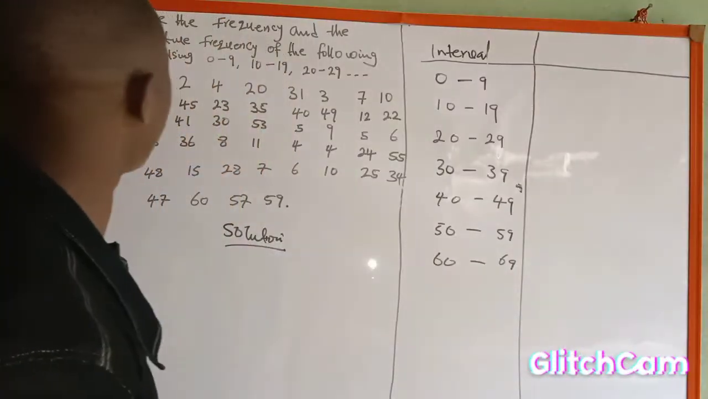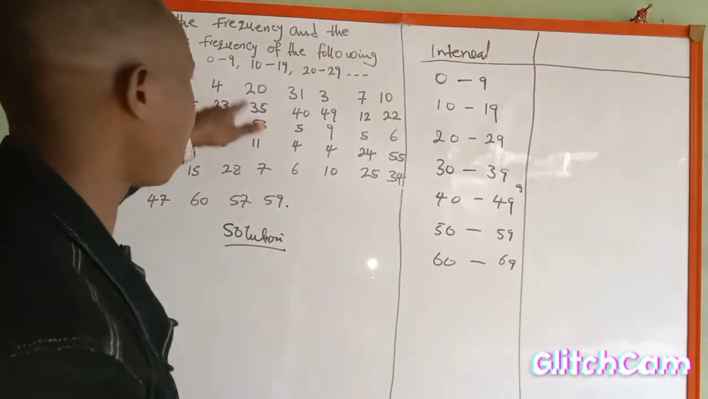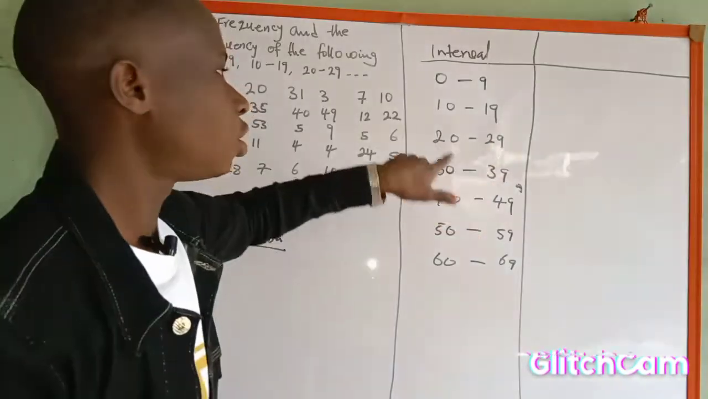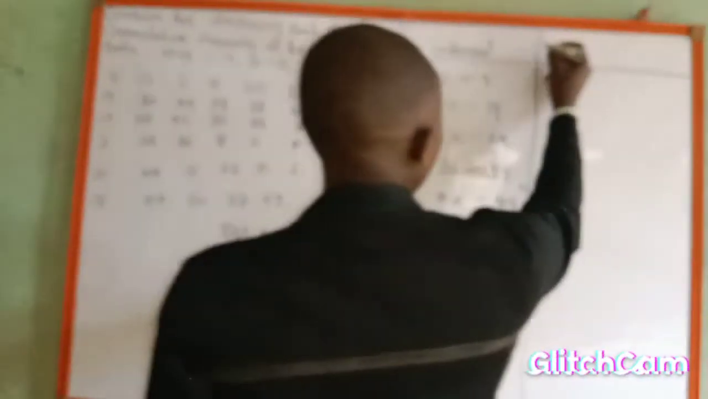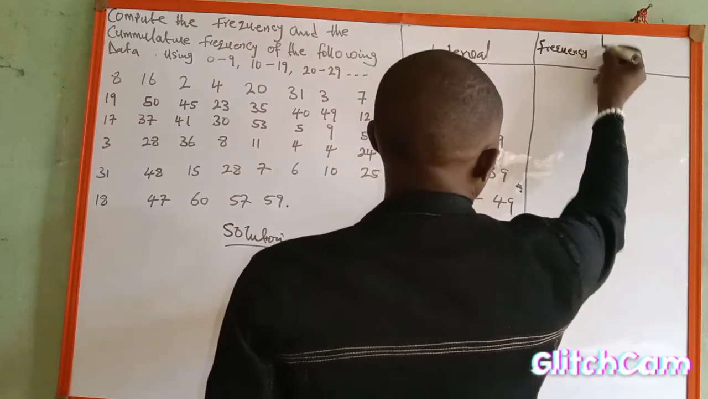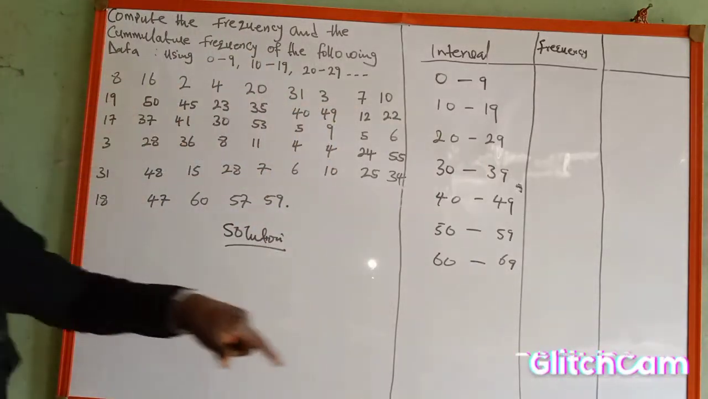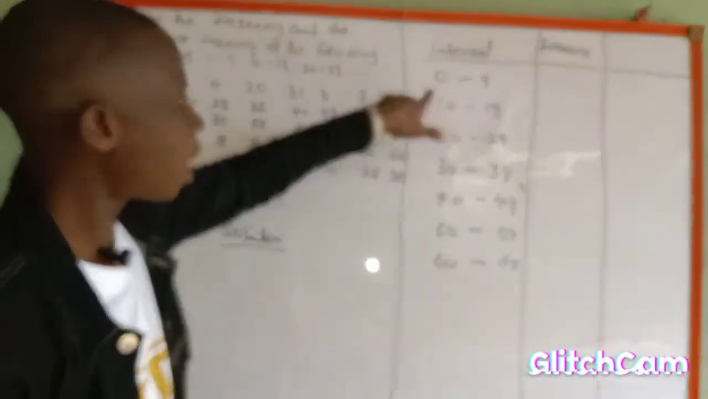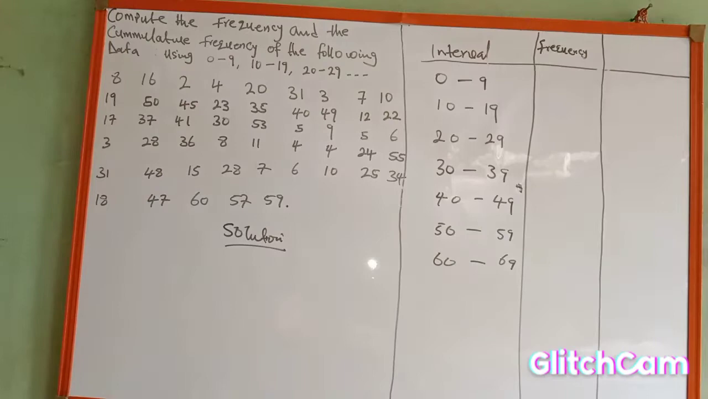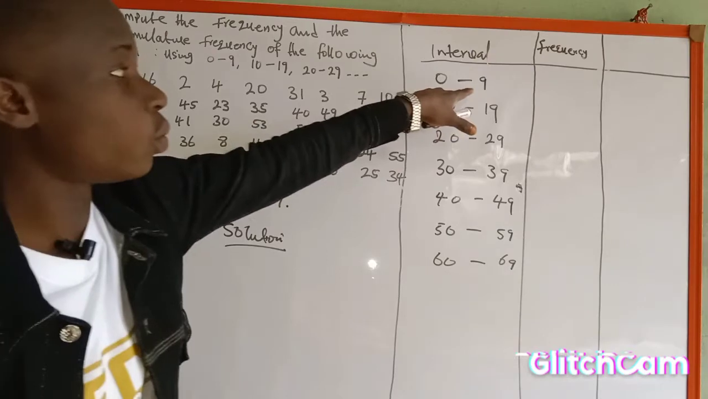I can name it as the interval, and we are asked to find the frequency. Frequency means how often the numbers appear between 0 to 9, 10 to 19, 20 to 29. So I can write my frequency here. From the data, you look for the numbers that appear between 0 to 9. So let us look at our data.